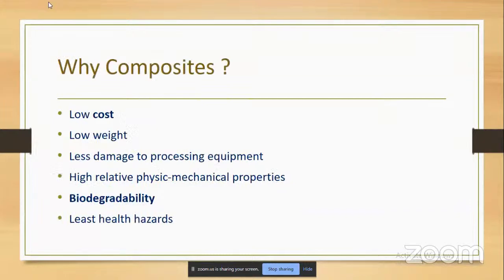Next comes, why would we use composite materials? What's special in there? Why is it emerging rapidly in today's time? We already know about deforestation and its adverse effects. It's really scary. But at the same time, to fulfill the demand, fiber-reinforced polymer matrix composite got considerable attention as a substitute due to its extraordinary strength properties. The superior advantages are comparatively low cost, low weight, less damage to the processing equipment, high relative physical and mechanical properties, use of renewable sources, biodegradability, and of course, the least health hazards.